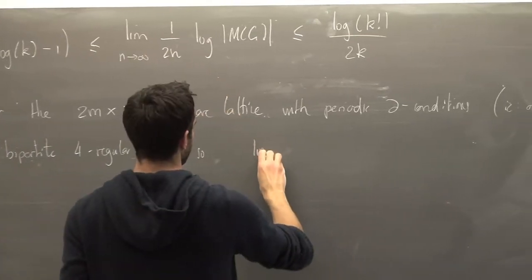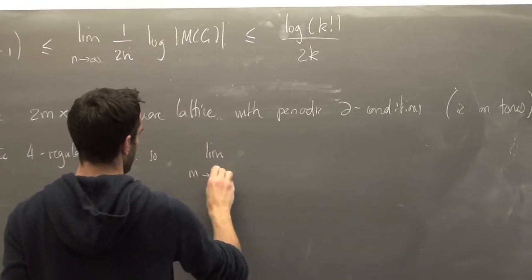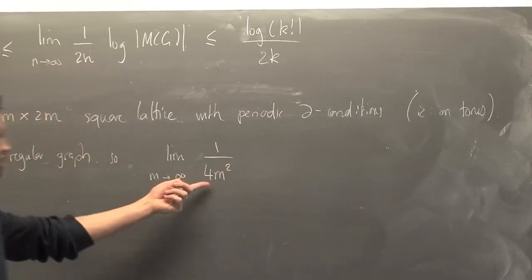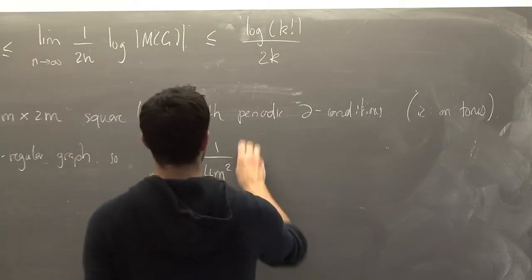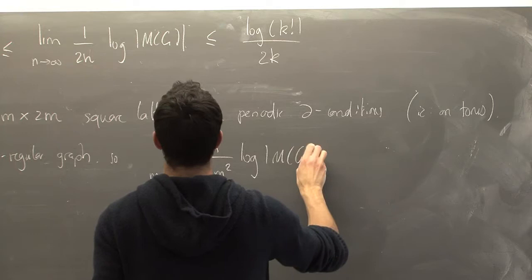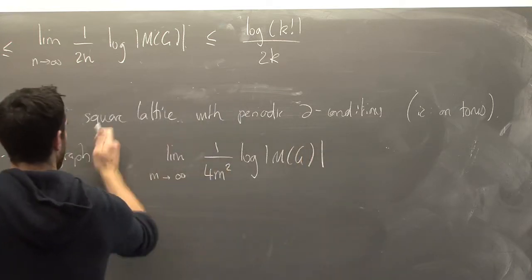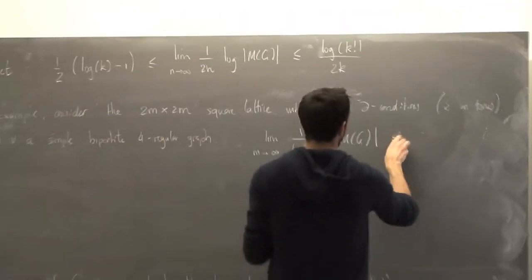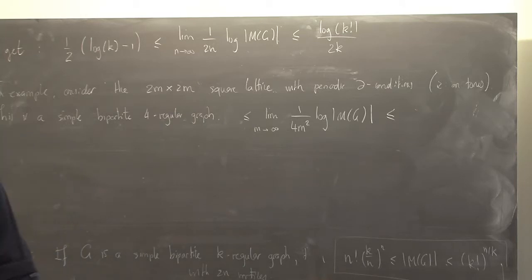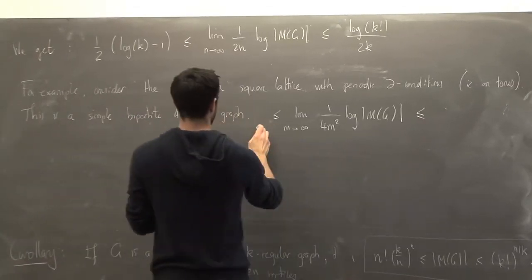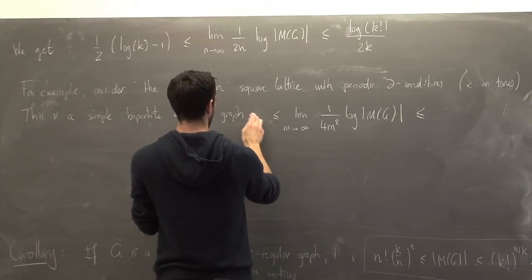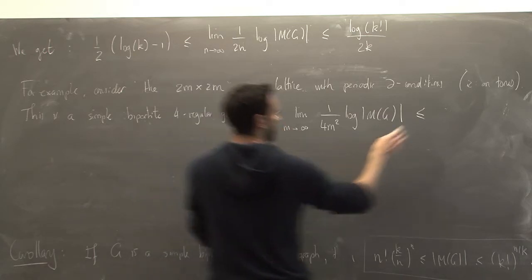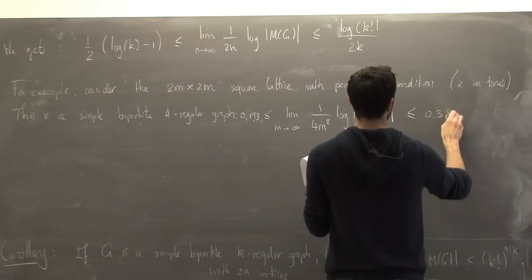So this limit, if it exists, as m goes to infinity of 1 over 4m squared, that's the number of vertices in my graph, times the log of the number of perfect matchings, is in between these two where k equals 4. So I'm going to tell you what we get: here 0.193 something, and here 0.38.